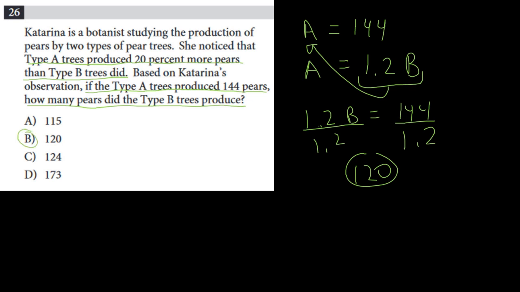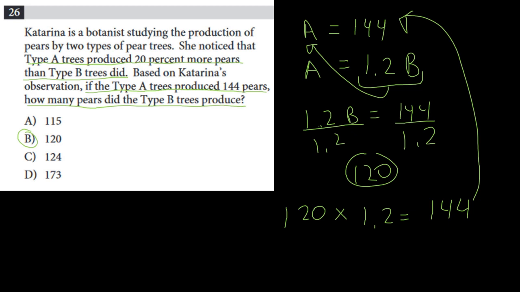The second way to do it is actually plug and chug. With plug and chug, we always try B and C first. So let's go ahead and try B. I know that A is 144, and type A is 20% more, right? So I can try 120 times 1.2, and if you type that in the calculator, it becomes 144, which is the same thing as A. So those are two ways that you can solve this problem.